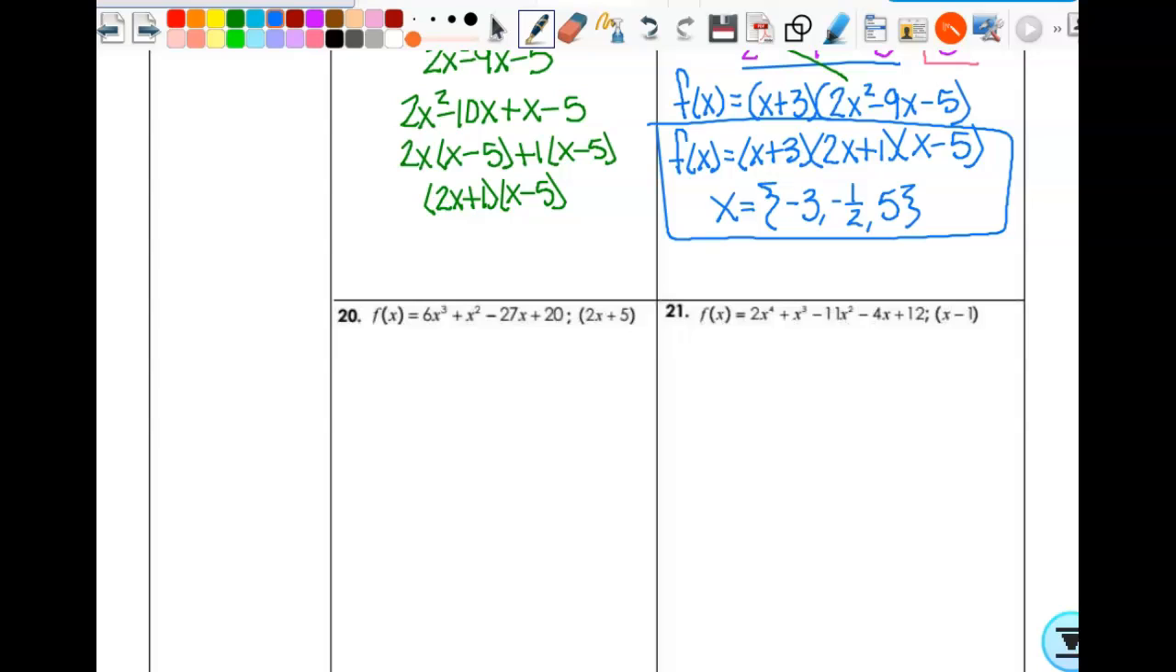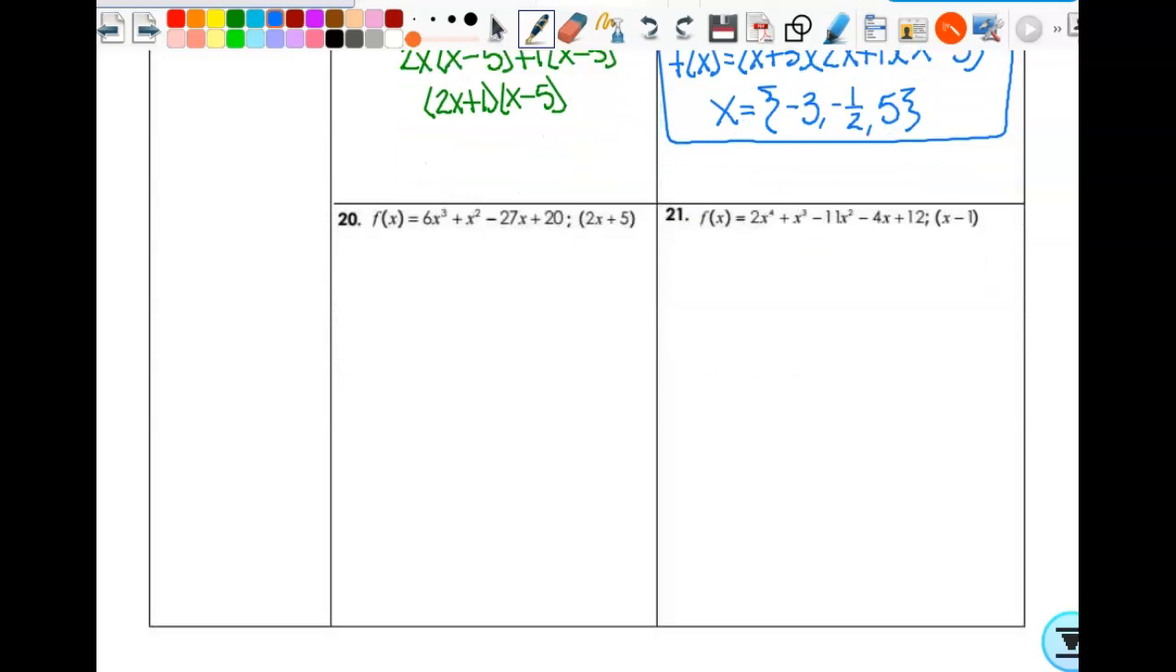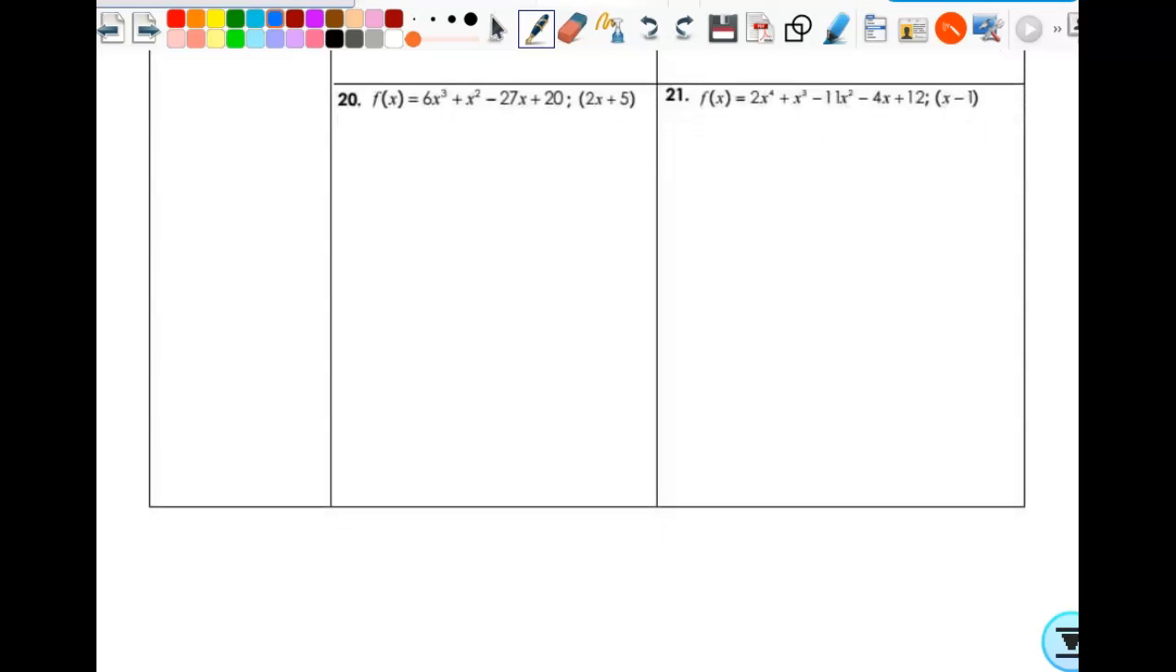What questions do you have? Anything? Understand this process here? Okay. So let's look at number 20. Can we use synthetic division there? No. Okay, we're going to go with no. So the answer is just no. So how do we have to divide? Long division. So go ahead and do your long division on number 20.